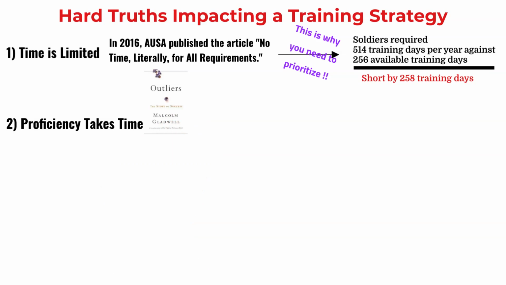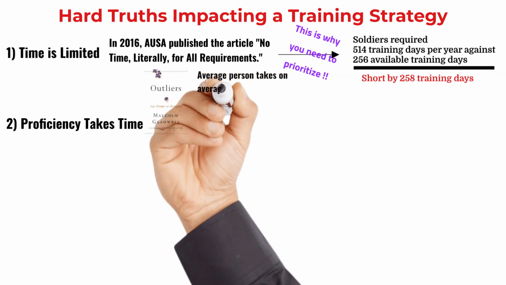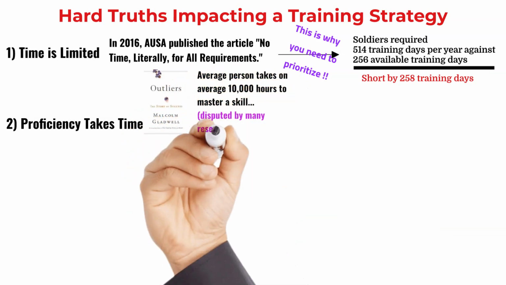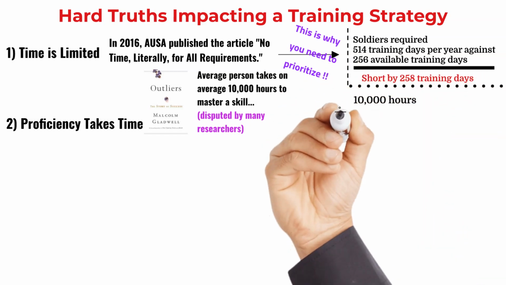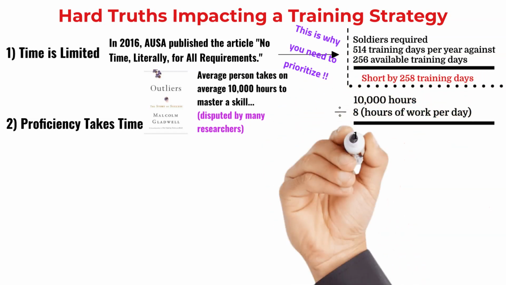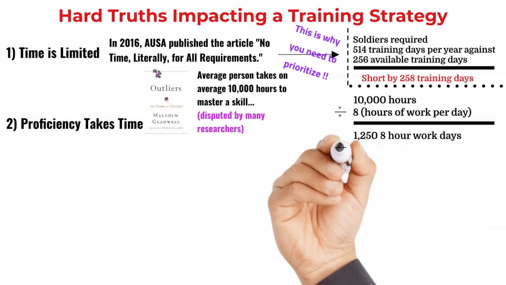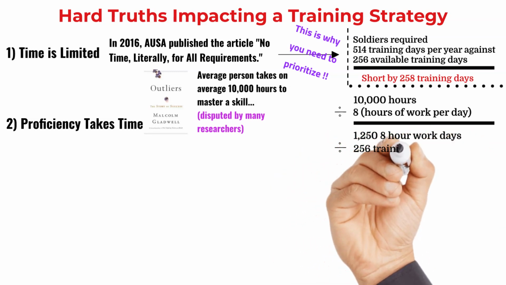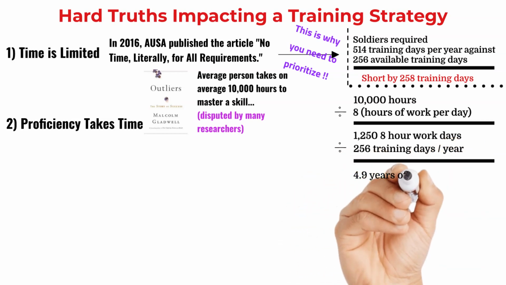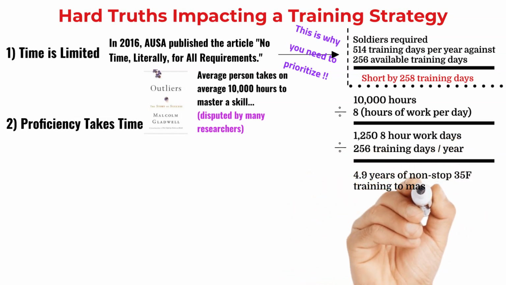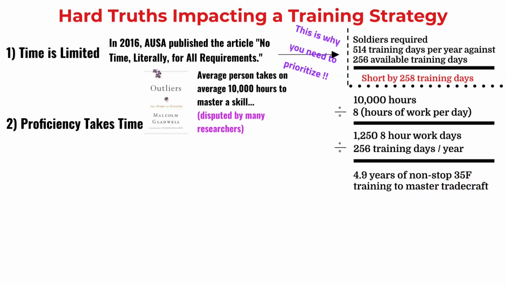According to Gladwell in 2011, the answer is the average person needs to spend, on average, 10,000 hours to master a skill set. 10,000 hours is equal to about 1,250 8-hour workdays. This number divided by 256 training days suggests the average all-source analyst requires 4.9 years to master their MI craft. Naturally, this time requirement grows the less often all-source soldiers get to train on MI-specific tasks.